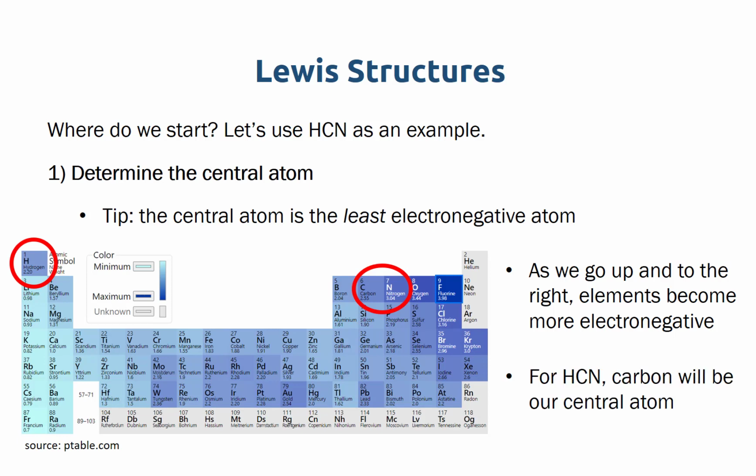Even though hydrogen is a little bit less electronegative than carbon, we have to remember that hydrogen can only form 1 bond. So it is not possible for hydrogen to be the central atom, because that would force it to form a bond with both carbon and nitrogen. That would be more than 2 electrons on hydrogen.